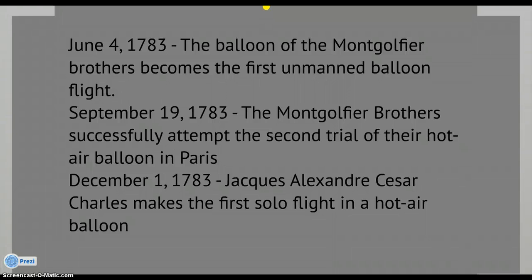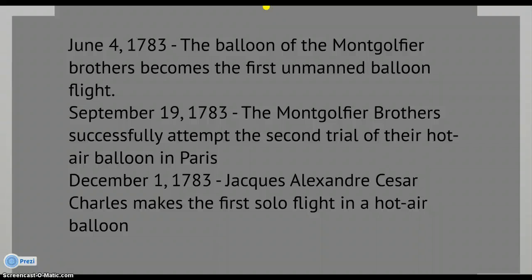So let's take a look at the 1700s. On June 4th, 1783, the balloon of the Montgolfier brothers becomes the first unmanned balloon flight. The balloon was propelled by burning a pile of moist wool and old shoes. On September 19th, we're still talking about the Montgolfier brothers, as they successfully attempt the second trial of their hot air balloon in Paris before King Louis XVI.